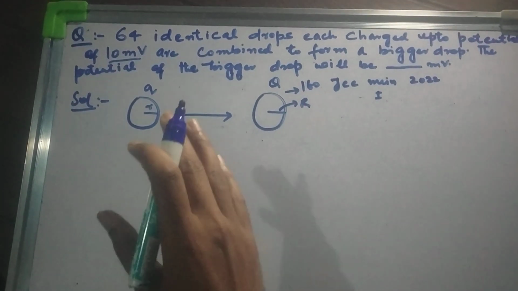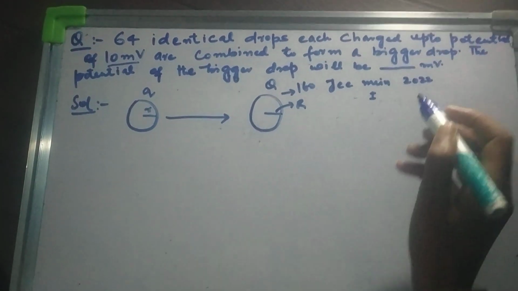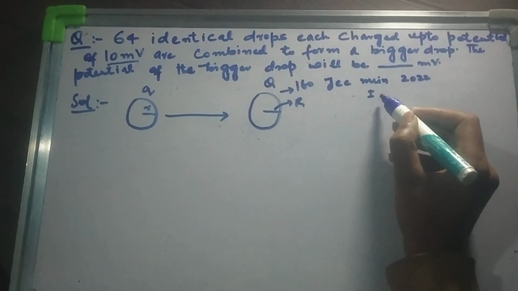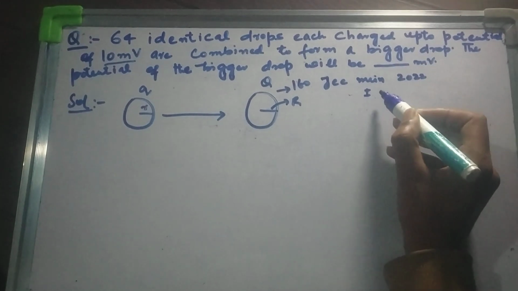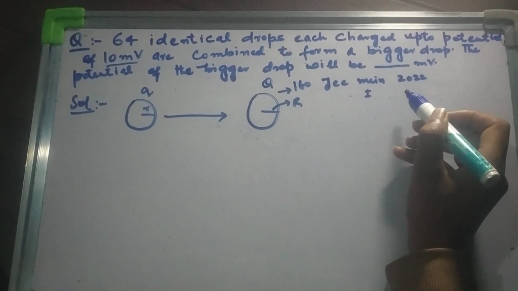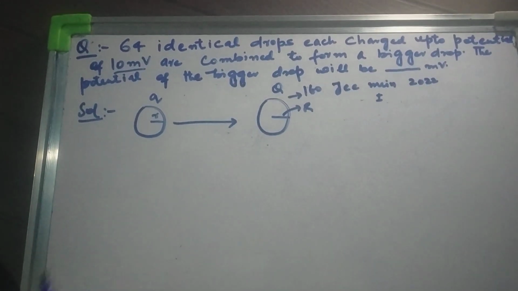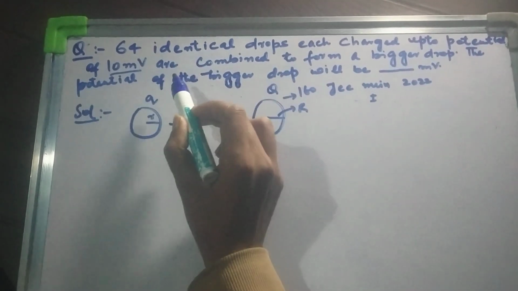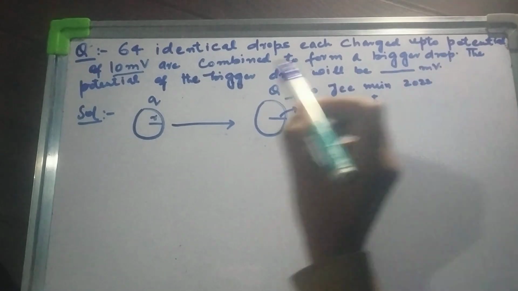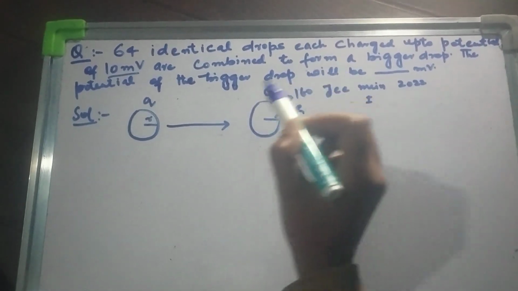Hello friends, I took this question from electrostatics, and this question was asked in JEE Mains 2022 first shift, also in the 2022 second shift, and also in 2023. The question says: 64 identical drops, each charged up to a potential of 10 millivolt, combine to form a bigger drop. The potential of the bigger drop will be?